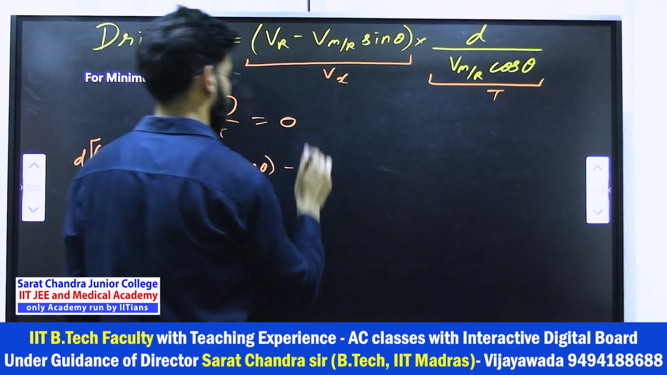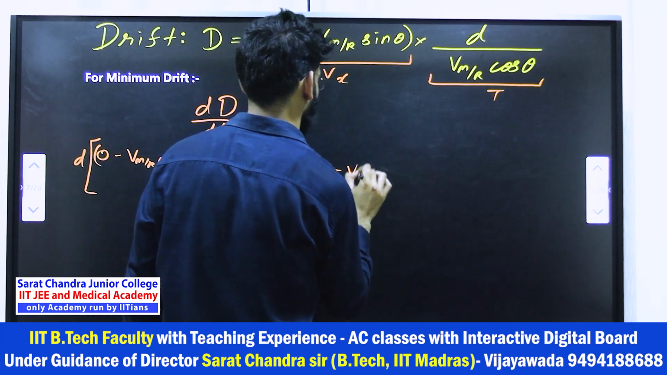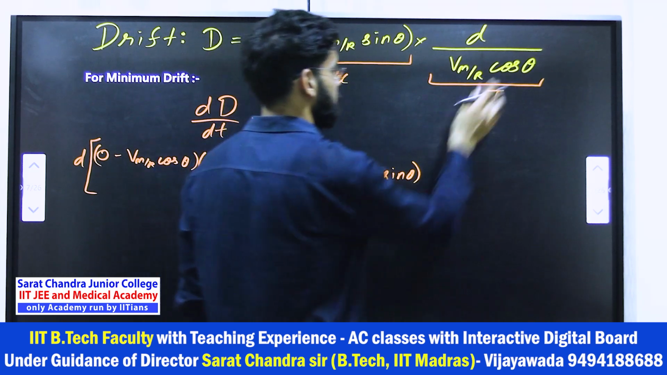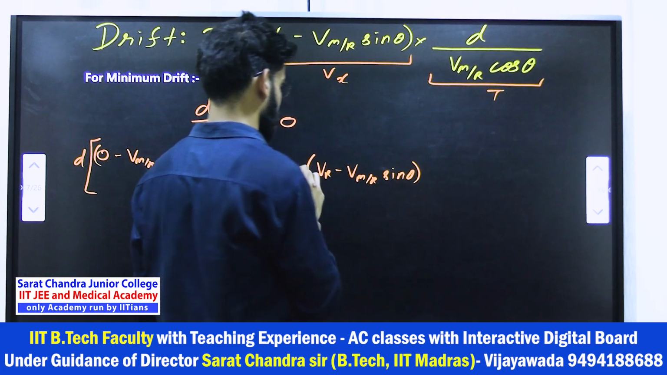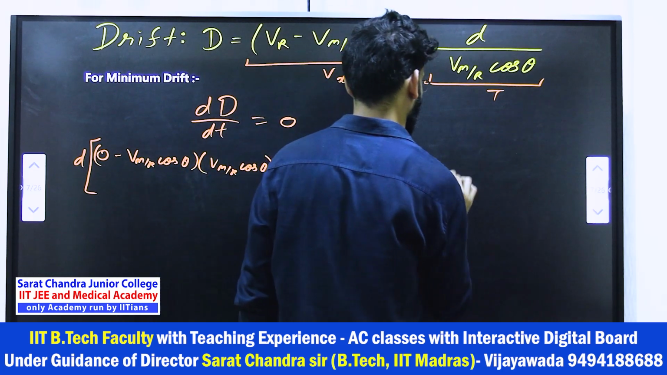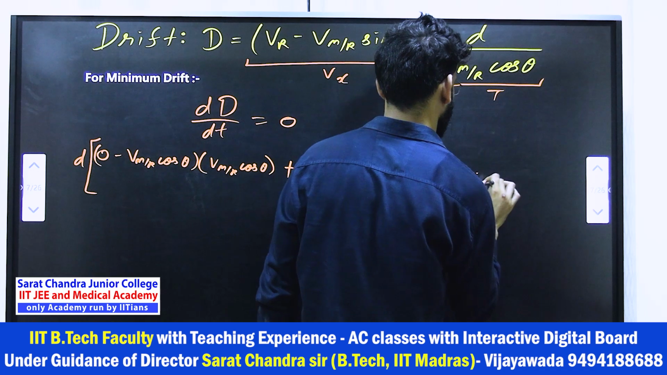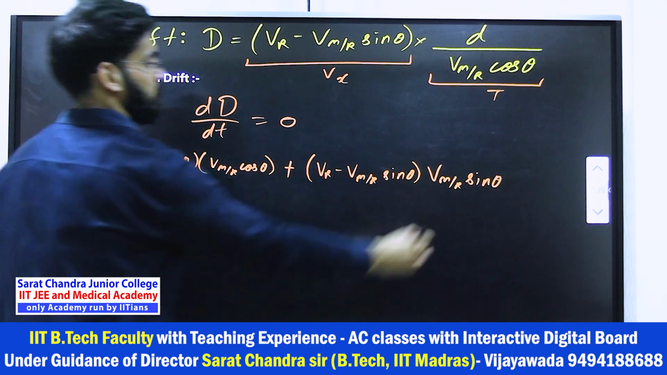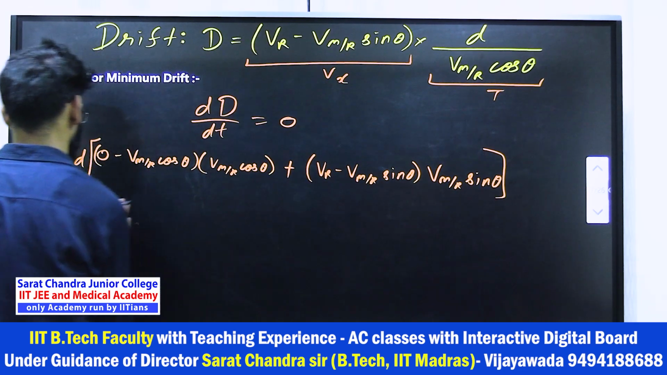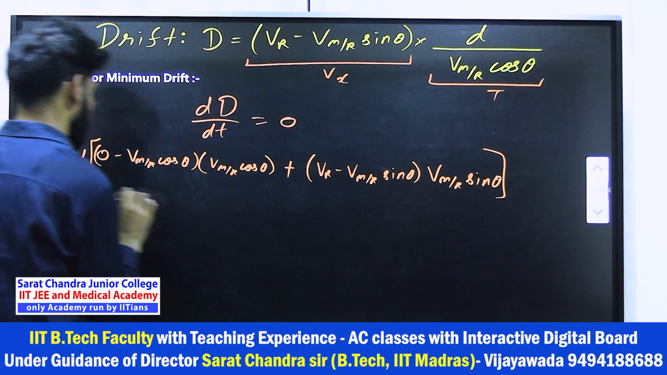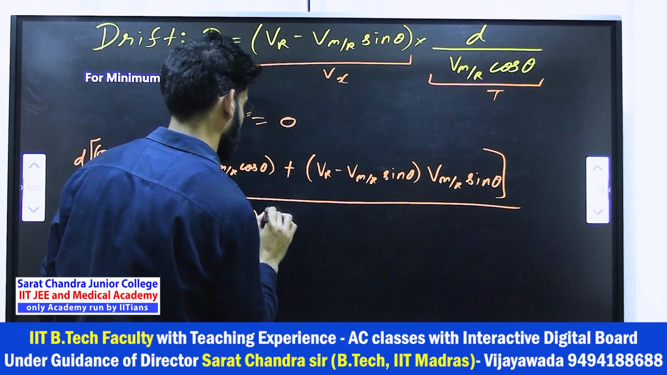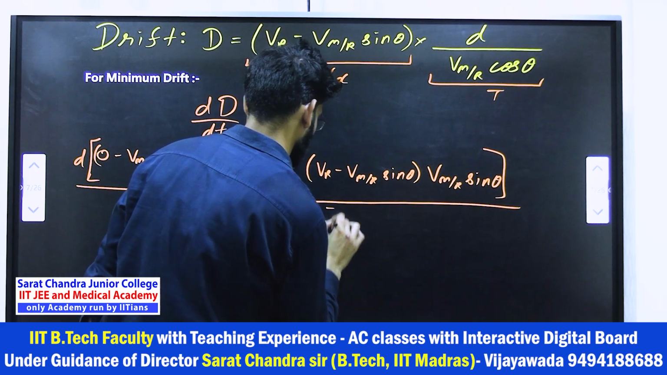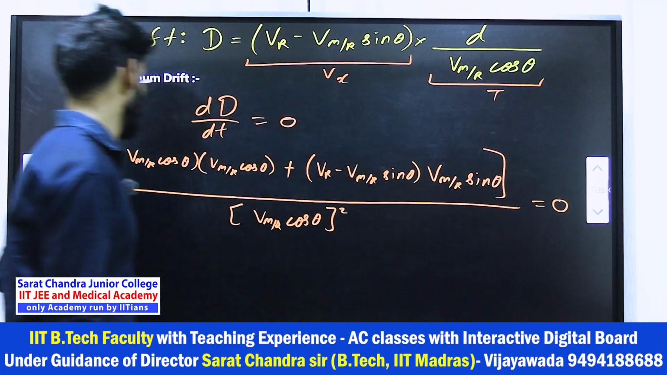Minus, this as it is, Vr minus Vm by r sin theta, and then denominator differentiation, this will come minus sin theta, right? So minus minus will get plus, and here Vm by r sin theta. And denominator you will have something. What you will have? Gx square. What is Gx? Vm by r cos theta square equals to 0. So numerator have to be 0.